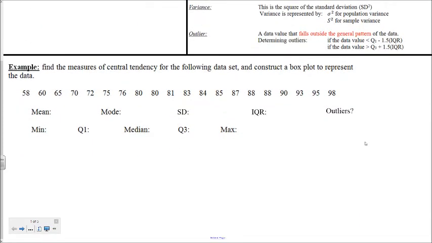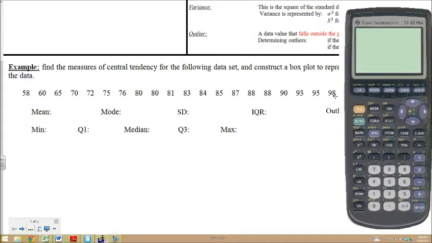Find the measures of central tendency for the following data set, as well as the measures of dispersion. So before we can do that, we're going to have to enter this data set into a calculator to calculate all of these measures for us. So with my calculator in hand, I'm going to need to enter this entire set of data values into a list. So to do that, I'm going to hit the Stat button, which is located right here.